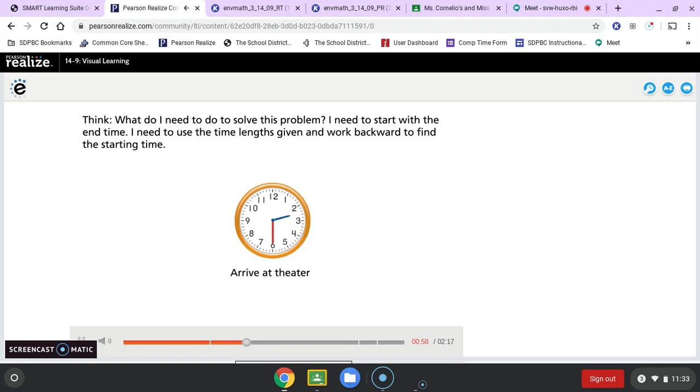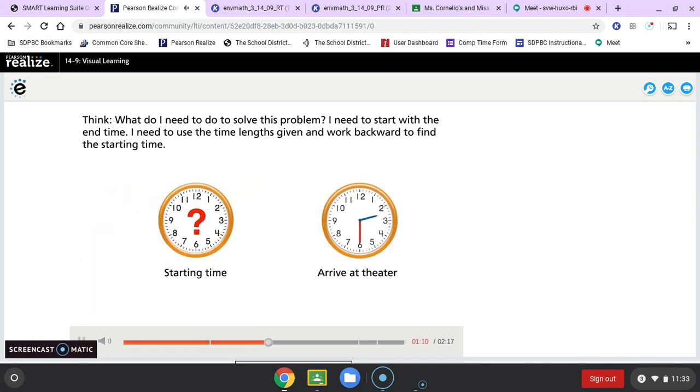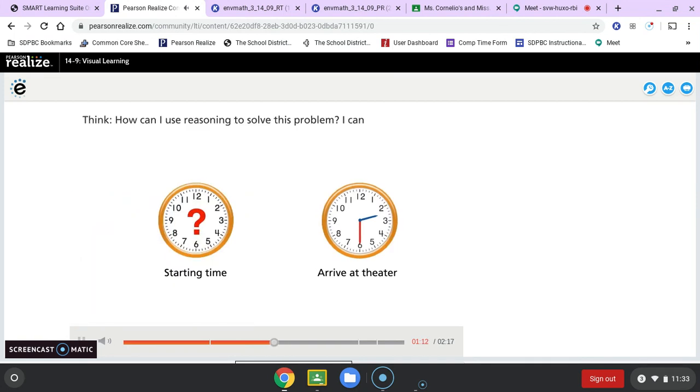Think, what do I need to do to solve this problem? I need to start with the end time. I need to use the time lengths given and work backward to find the starting time. Think, how can I use reasoning to solve this problem? I can identify the quantities I know, draw a number line to show relationships, and give the answer using the correct unit.